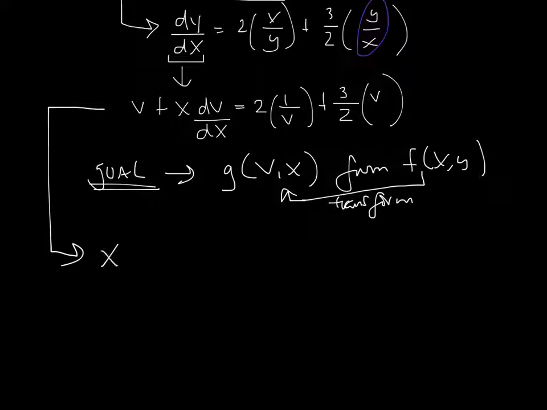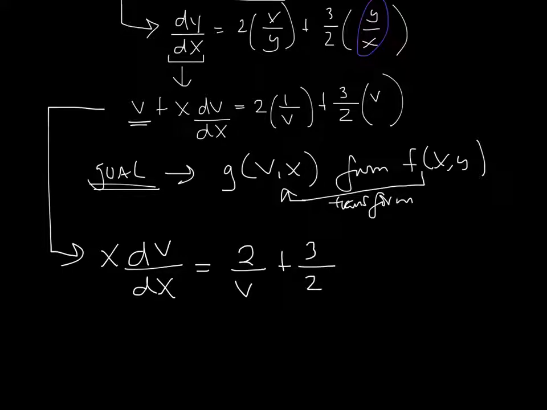So I'm going to go ahead and solve for dv/dx, right? So I'm going to bring that v over to the right hand side. So this is really 2 over v plus 3 halves v, and then I'm going to subtract that v. So I'm just going to use some basic arithmetic here. I'm going to add and subtract these fractions.